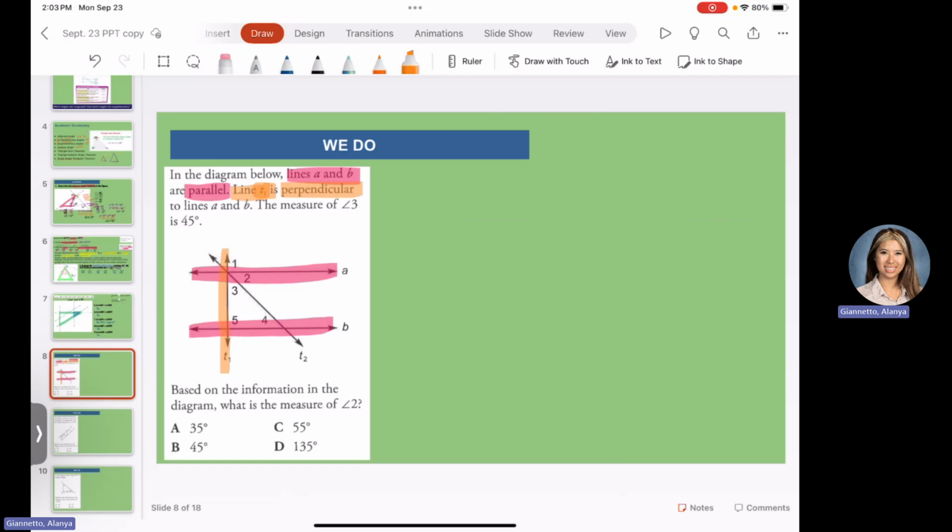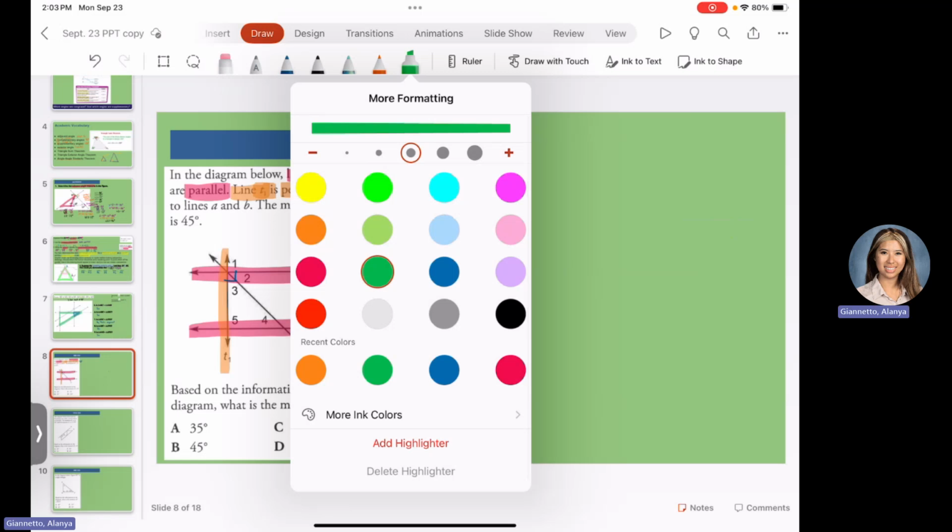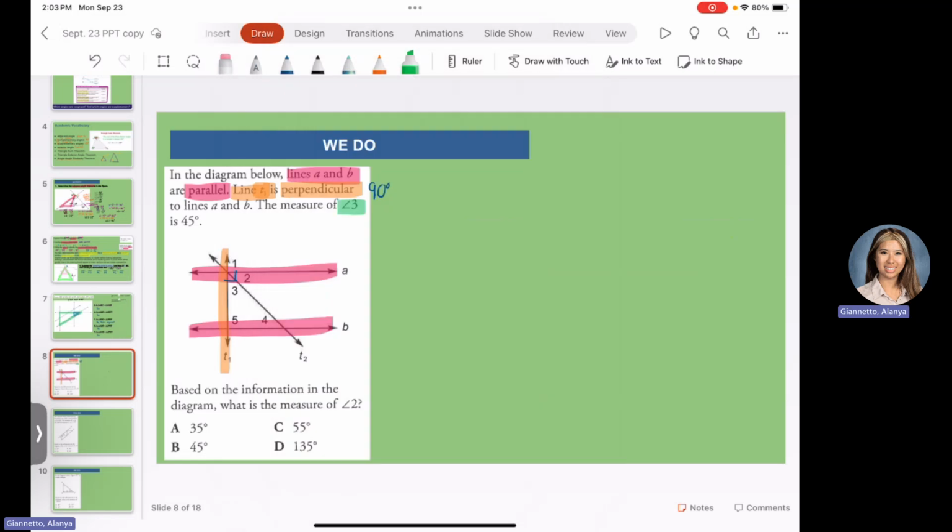Okay, so we know that if it's perpendicular, that it meets at 90 degrees, right? So we're going to go ahead and write perpendicular, 90 degrees. We're going to draw a little box in the corner. And then it gives us more information. It tells us that the measure of angle 3 is 45 degrees. So near angle 3, I'm going to go ahead and write 45 degrees.